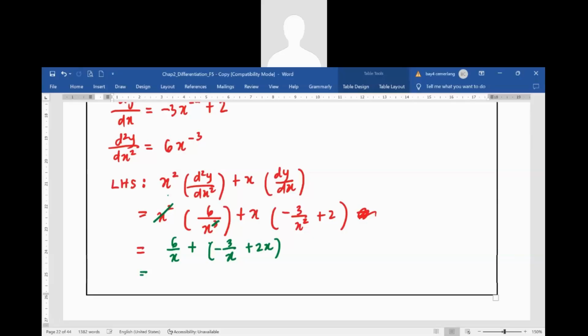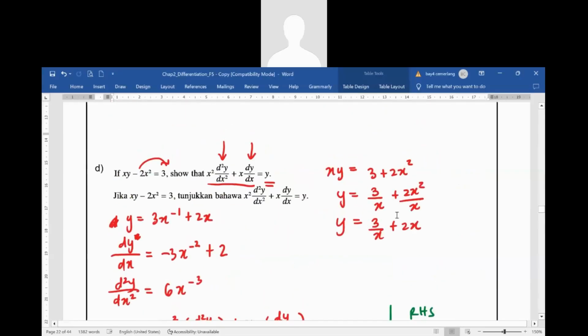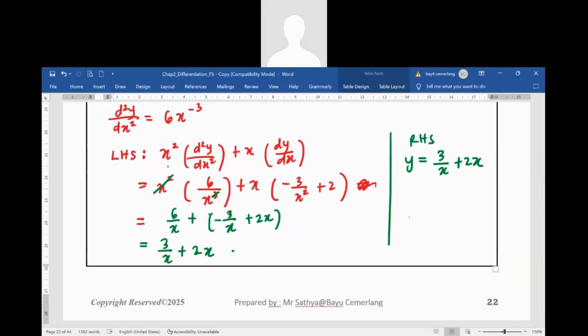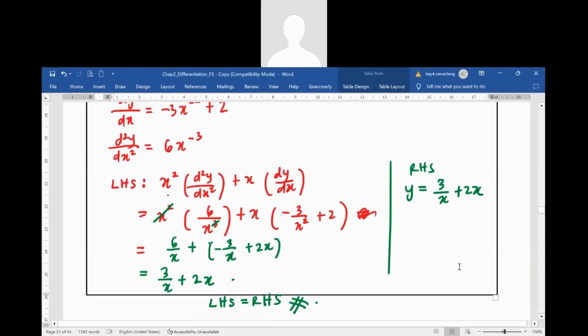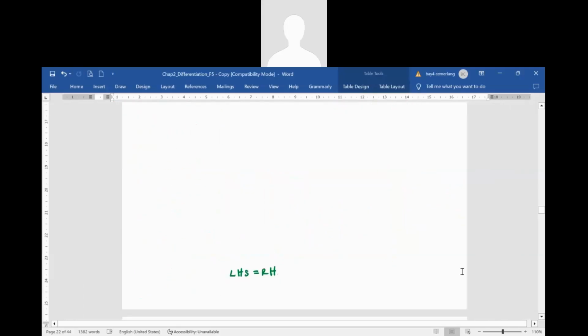Okay. So, 6 minus 3, so 3 over x plus 2x. This is actually your left-hand side. What is your right-hand side? Right-hand side is your y. Y is also equals to 3 over x plus 2x. We already found it just now, right? 3 over x plus 2x. So, you can put left-hand side is equals to right-hand side. Shown. Okay, that's how you prove it.